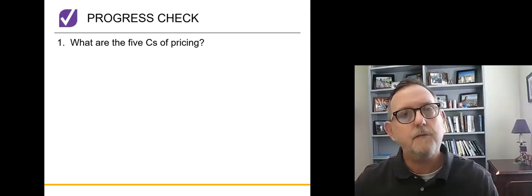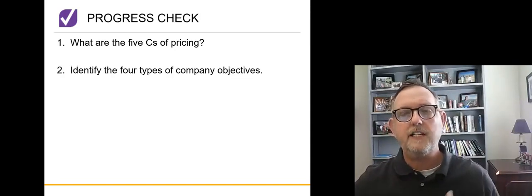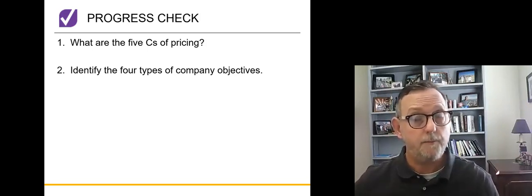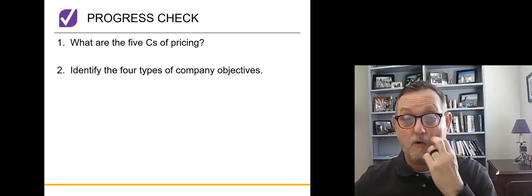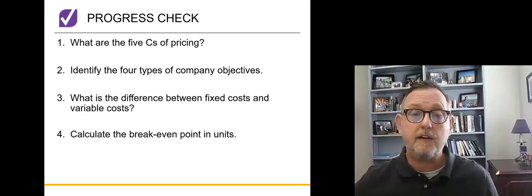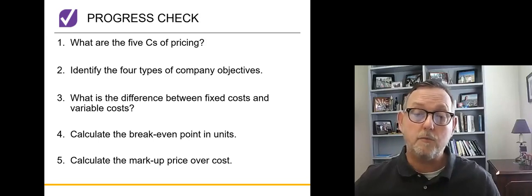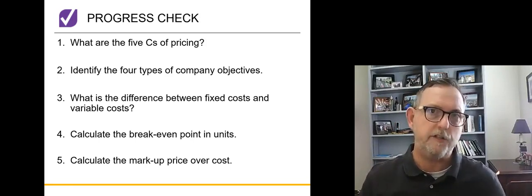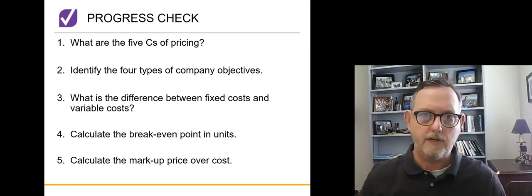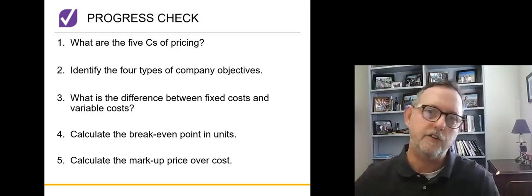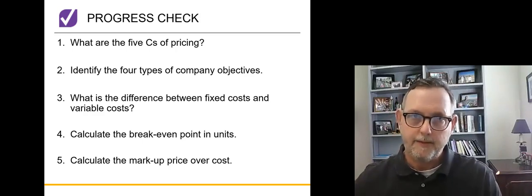All right, so what are the 5 C's of pricing? Make sure you review those 5 C's. Identify the different ways we can set objectives for the firm, pricing. So there are 4 of those. Understand the difference between variable cost and fixed cost, be able to calculate break-even point, and also markup price over cost. I'll also throw in there with the fixed cost and variable cost, understand contribution per unit. That's something you really need to know in order to be able to calculate break-even point, and just in general, conceptually, you should be familiar with what that is.